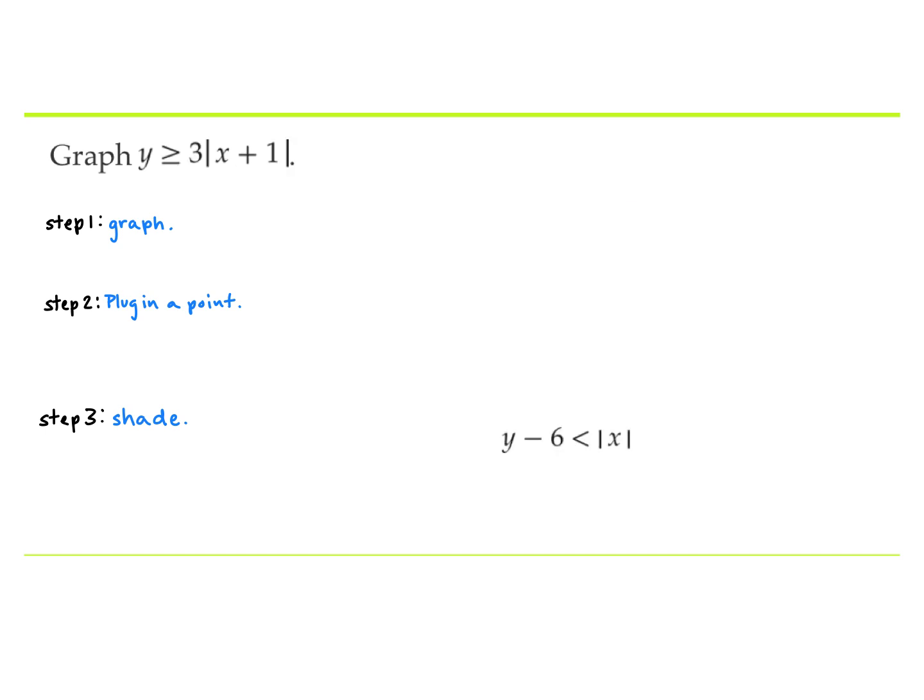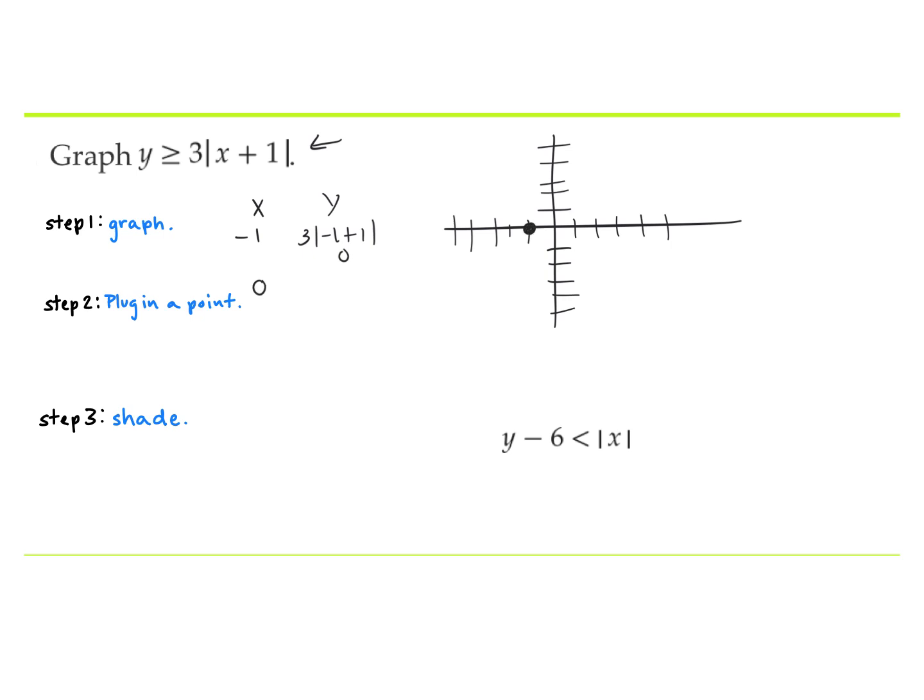Now we're going to go ahead and graph this first equation. So let's plug in some points. I'm going to plug in a point at negative 1. That's going to be 3 times negative 1 plus 1. So that is 0. So it's going to be negative 1, 0. And the other point I'm going to plug in is 0. So we're going to get 3 times 0 plus 1. So 3 times 1 is 3. So at 0, we're going to go at 3.